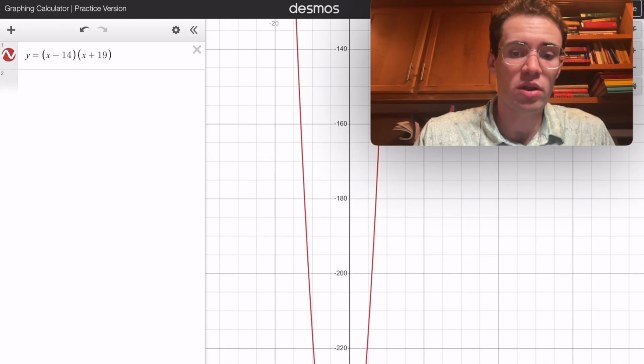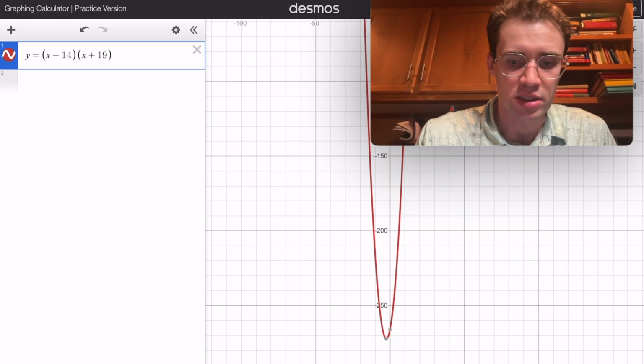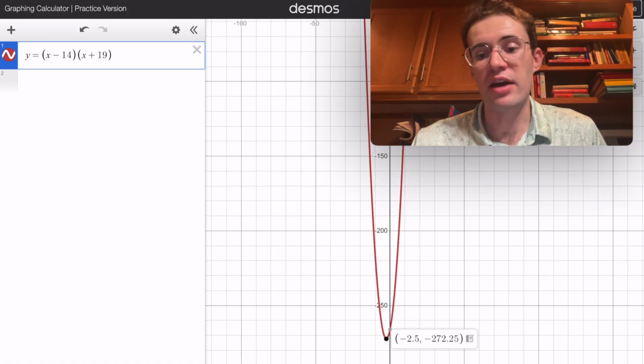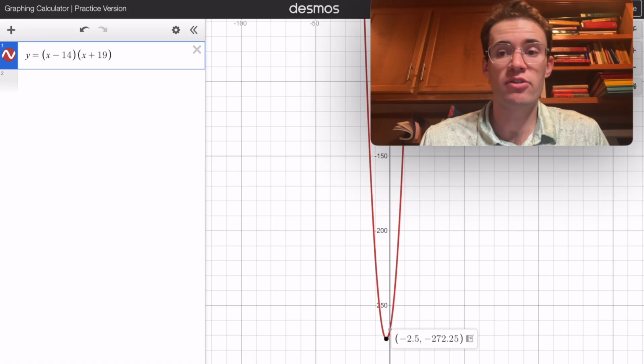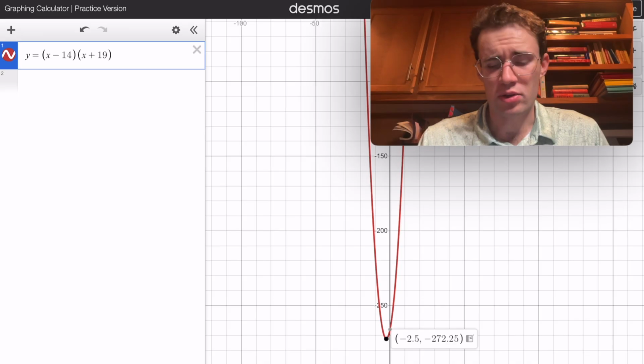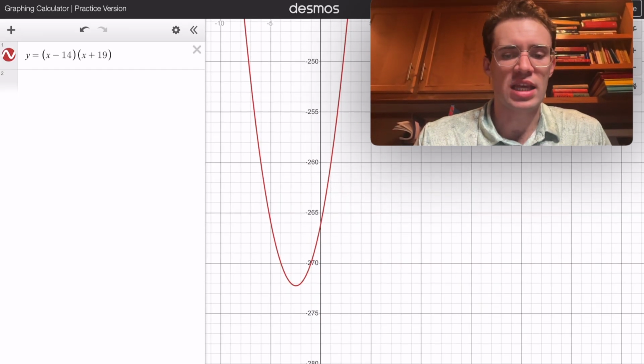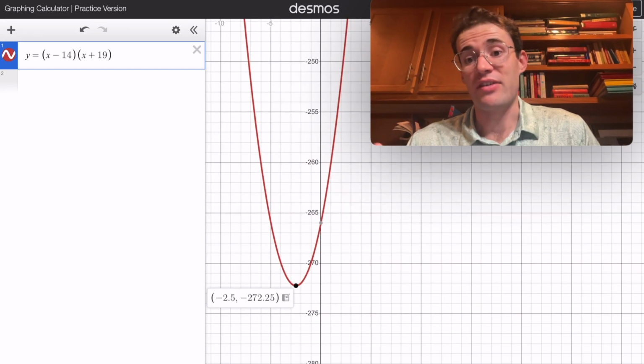Now, you could go all the way down to the vertex like that. Just see it's at negative 2.5 comma negative 272.25. So it wasn't even exactly negative 272. And then you just have to figure out which of those is equal to negative 2.5. Negative 5 halves is equal to that.